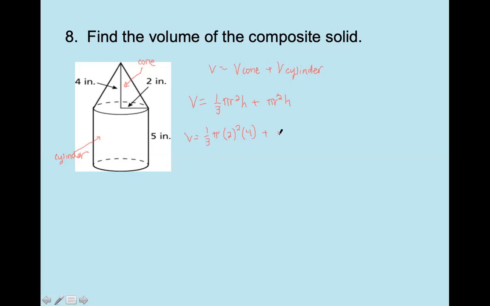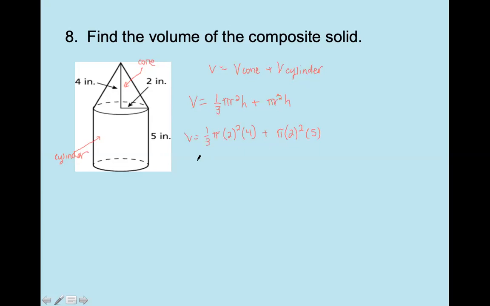Plus, we now need to do our cylinder. So we have pi times, well, if I look at the cylinder, don't have any units down here, but the base of this cone is the same dimension as the base of the cylinder. So it also has a radius of 2 inches. That's where they're connected. It's right on that circular base. And now I have to look at the height, not as the height of the cone, but as the height of the cylinder. So this time my height is 5.